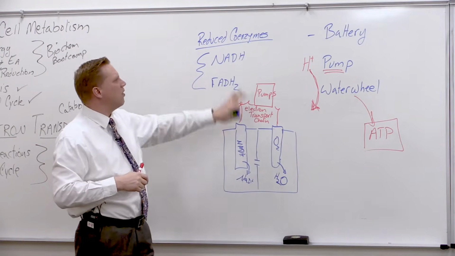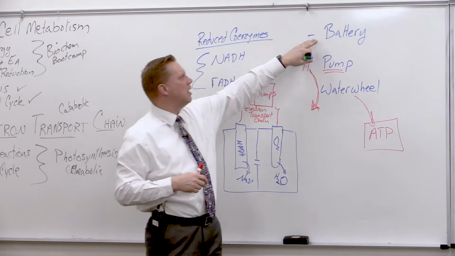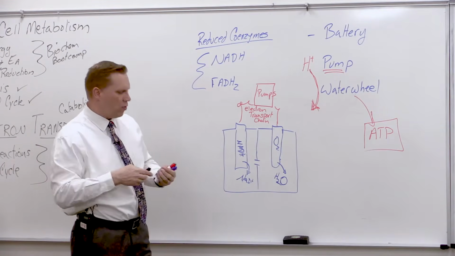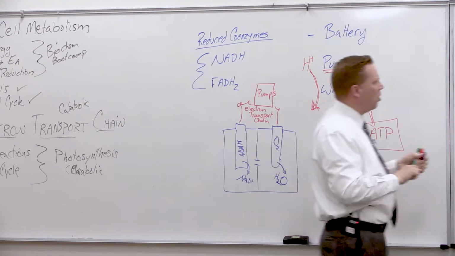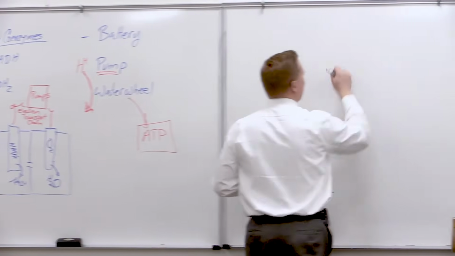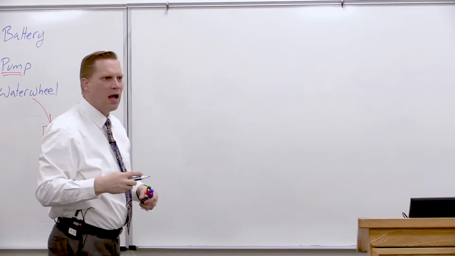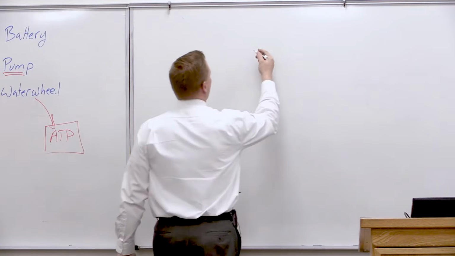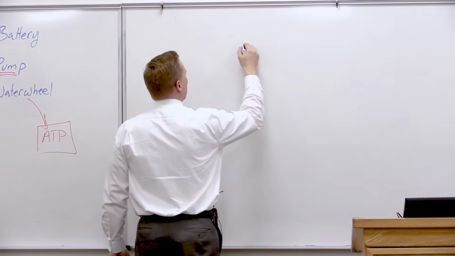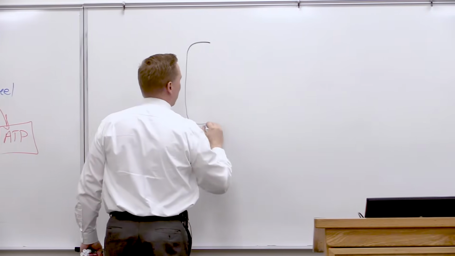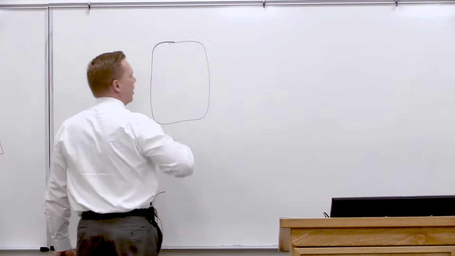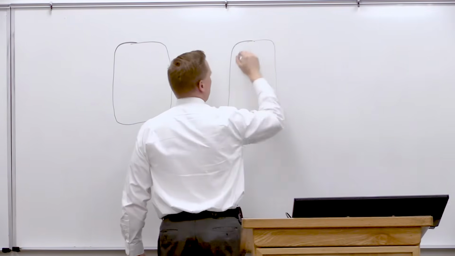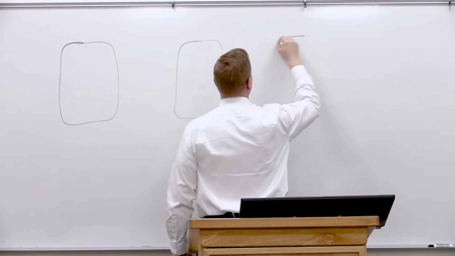So that's a brief overview of what we're looking at and sort of an analogy of how to think of these things. So now let's move into the electron transport chain itself and what it looks like and how we're going to get some energy out of it. To draw the electron transport chain, we're going to start with a series of 3 rectangles. So we're going to draw these 3 rectangles.